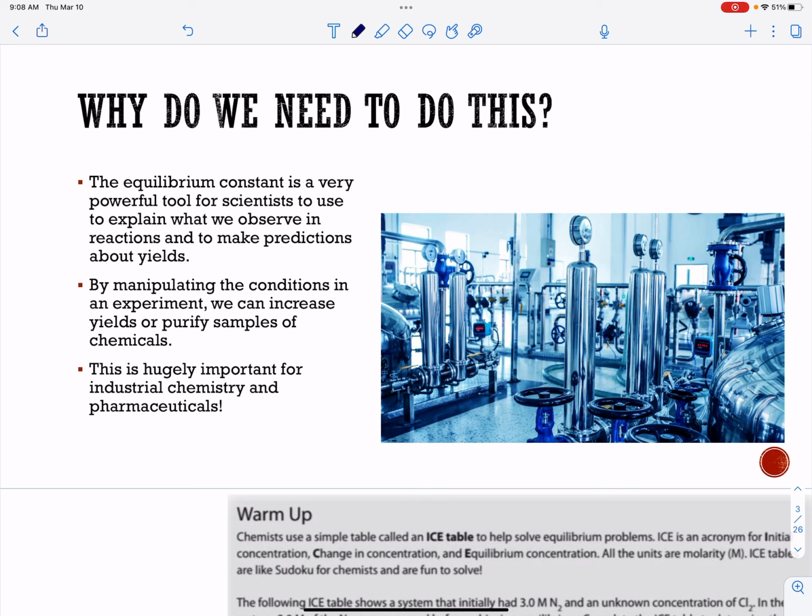One of the questions you may ask about this is, why do I need to do this? What is going on? Why do I have to do all this math? Well, it turns out that this is really, really important for industrial chemistry and for pharmaceuticals. We want to make sure that we're able to manipulate the conditions of an experiment so that we can increase yields or purify different samples. So it's actually got a really strong practical component, and we're going to be looking at how we can use this to make predictions.